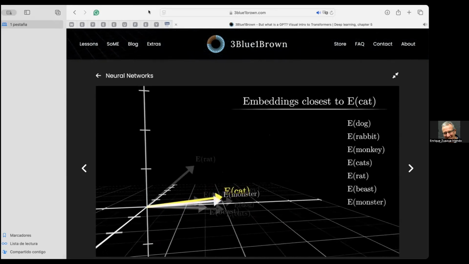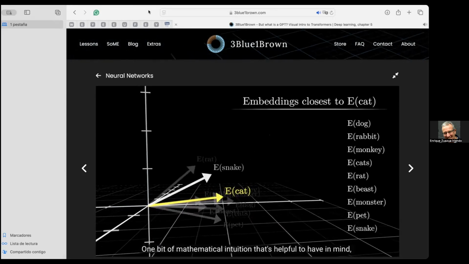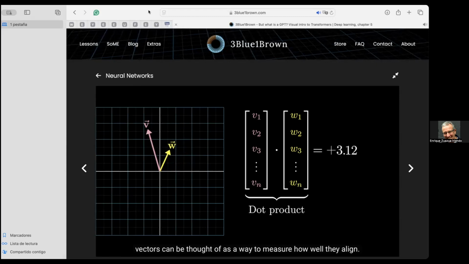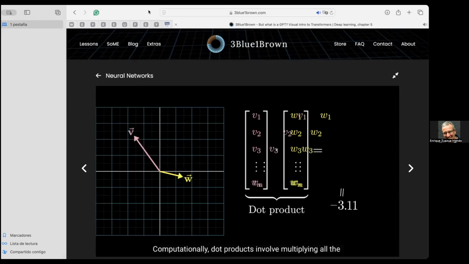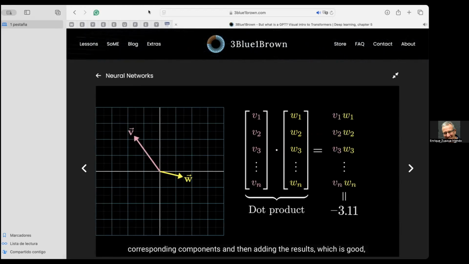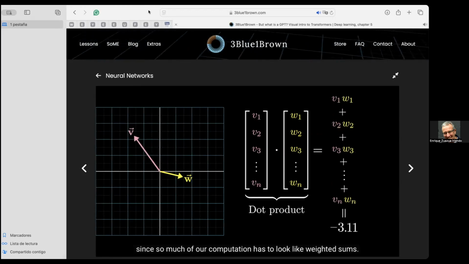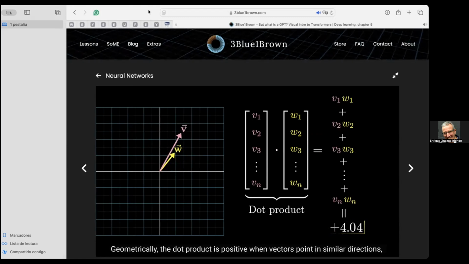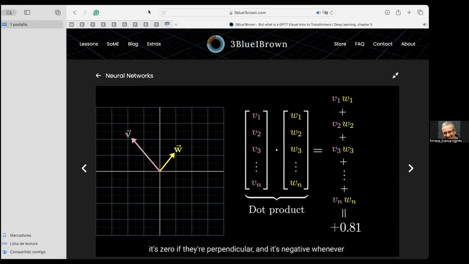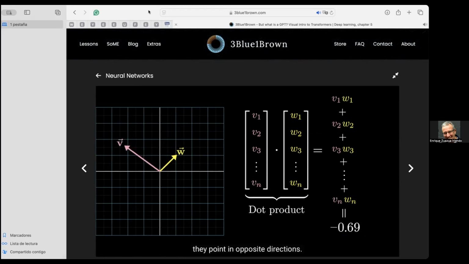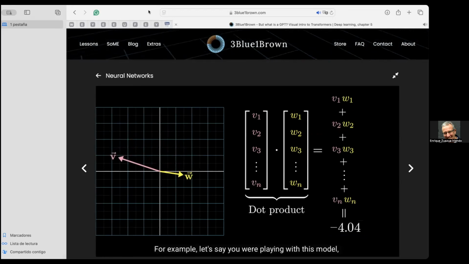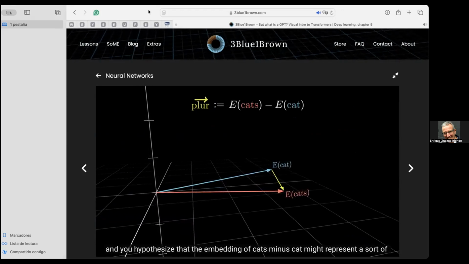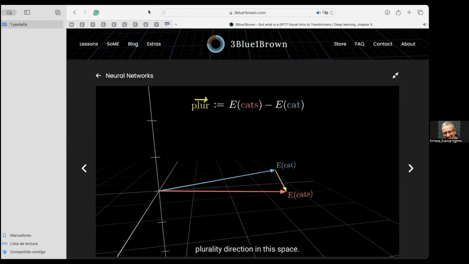One bit of mathematical intuition that's helpful to have in mind, especially for the next chapter, is how the dot product of two vectors can be thought of as a way to measure how well they align. Computationally, dot products involve multiplying all the corresponding components and then adding the results, which is good since so much of our computation has to look like weighted sums. Geometrically, the dot product is positive when vectors point in similar directions. It's 0 if they're perpendicular, and it's negative whenever they point in opposite directions. For example, let's say you were playing with this model and you hypothesize that the embedding of cats minus cat might represent a sort of plurality direction in this space.